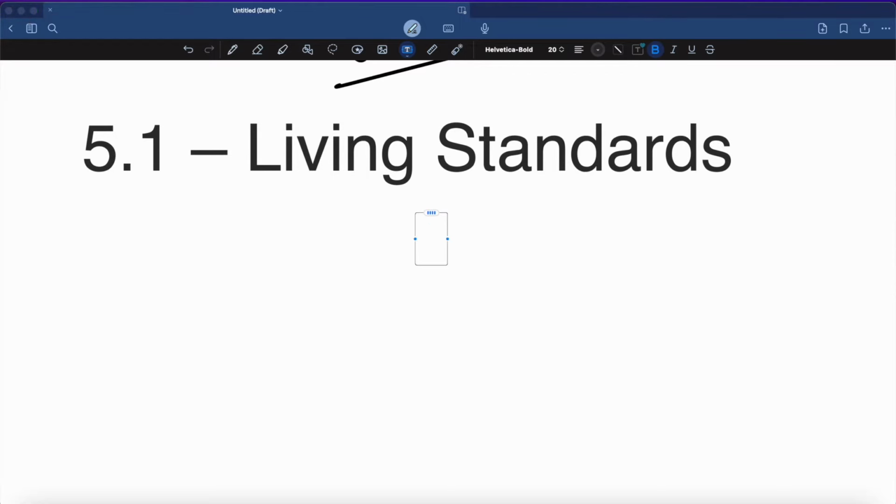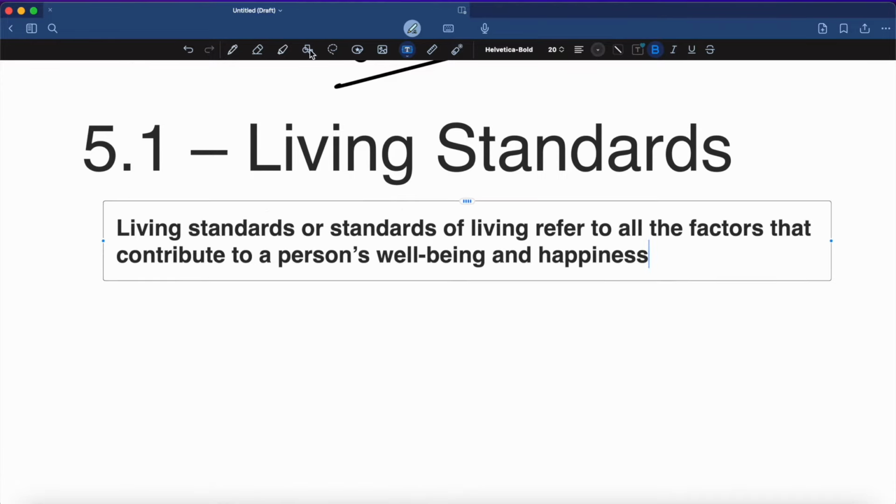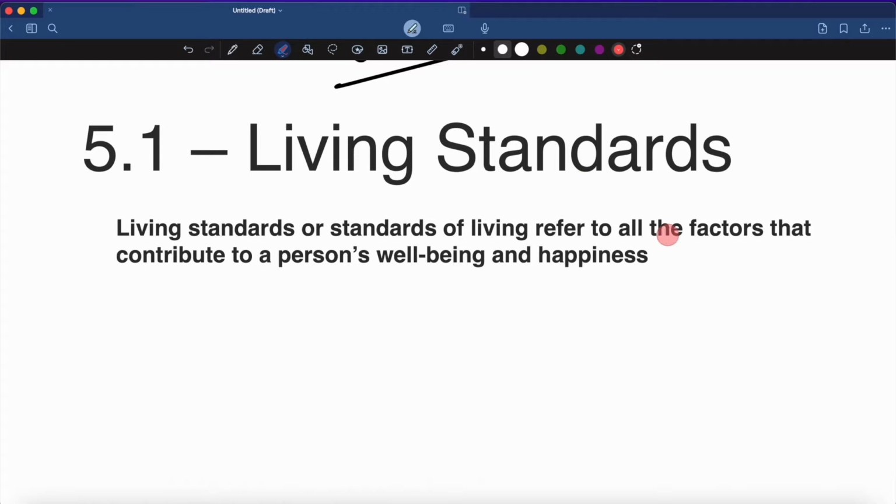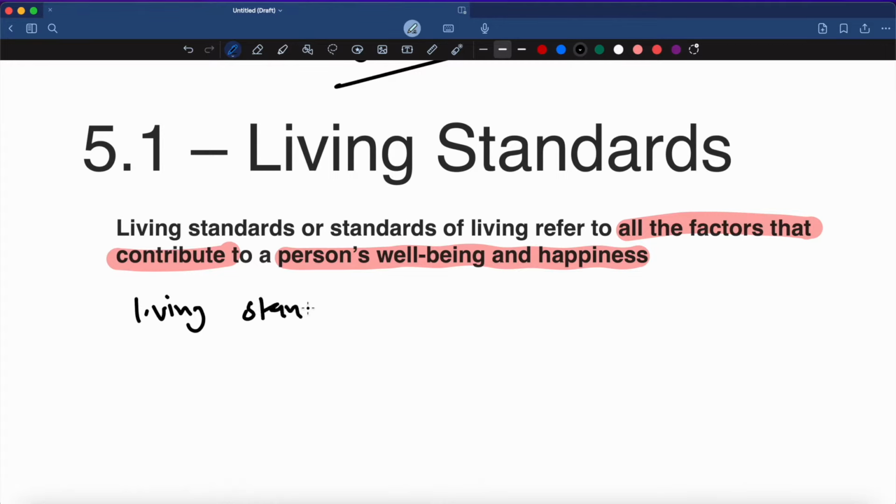What is living standards? Living standards, or a standard of living, or however you want to say it, is this. This is the definition, right? Living standards or standards of living refers to all the factors that contribute to a person's well-being and happiness. And again, that begs the question: why does the government care about a person's well-being and happiness? In fact, that answer will be given to you after you watch this video, and we will answer that question as we go along. But before that, how can I measure living standards? How can there be a unit to measure this?